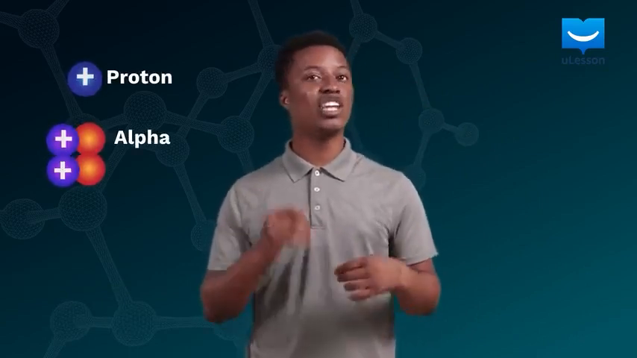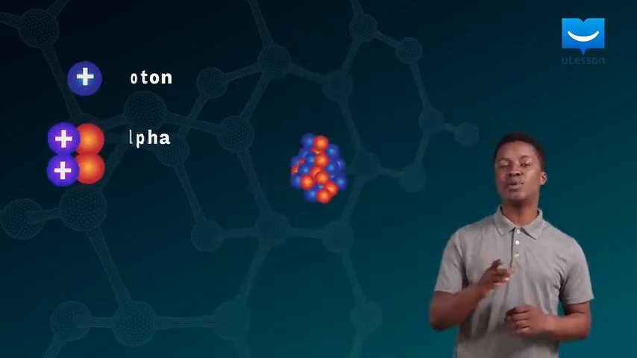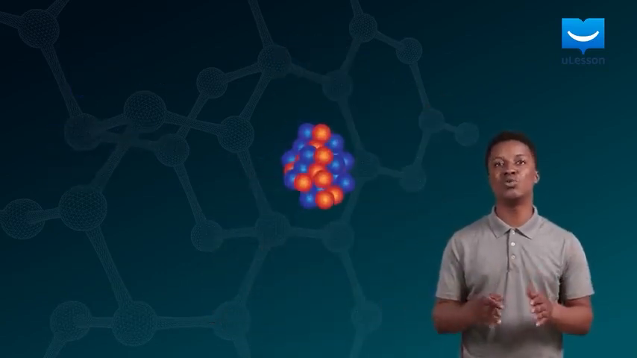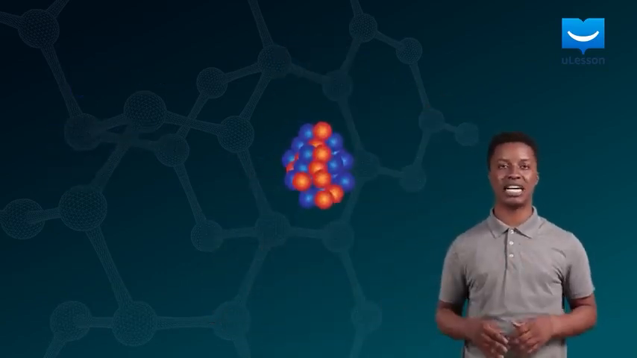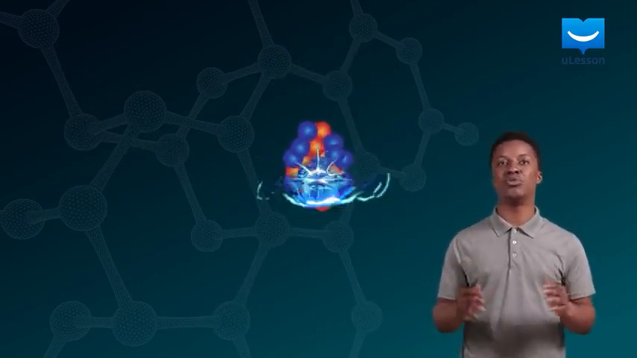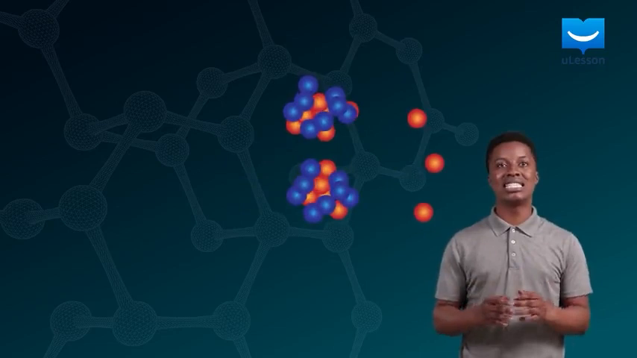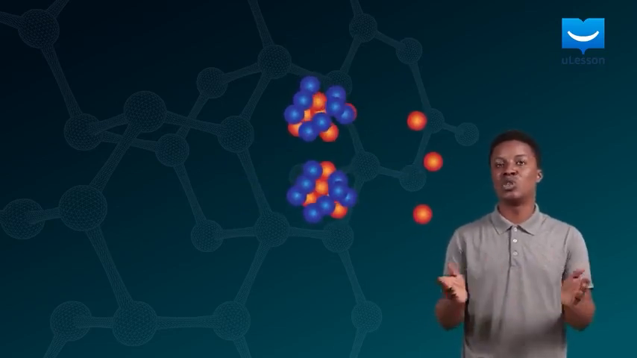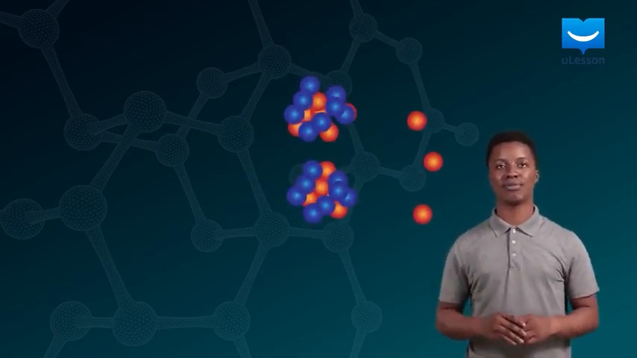Since protons and alpha particles carry positive charges, they are not effective for bombarding the nucleus of an atom. And this is because they are repelled by the nucleus, which also carries a positive charge. Neutrons, on their part, are particularly suitable for bombarding the nucleus since they carry no charge and are not repelled by the nucleus.